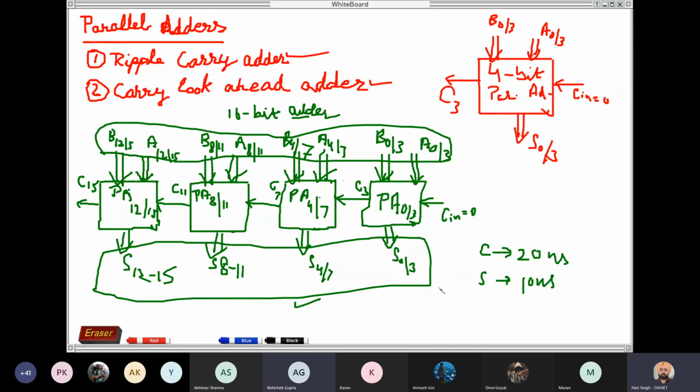Sir, 320 nanosecond. Okay. So the time you have calculated is 320 nanosecond. In case of the 4-bit adder, we had calculated about 70 nanosecond, and as we increase the number of bits, the adder circuit will take more time to provide the output. Okay. So, any doubt in this ripple carry adder circuit? I think it should be all clear to you.